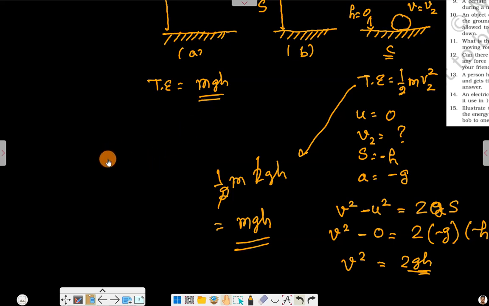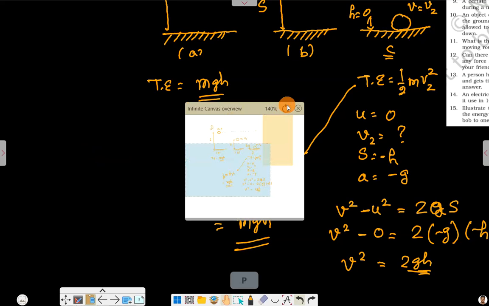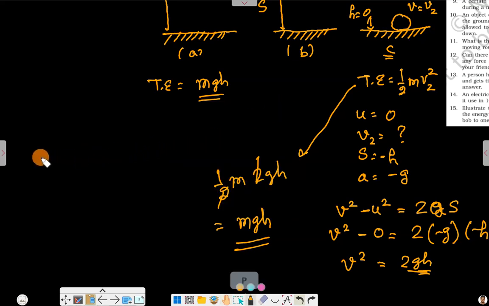Energy is just changing from potential energy to kinetic energy. There is only transformation happening from potential energy to kinetic energy. There is neither any loss of energy nor any gain of energy. So that's why the law of conservation of energy holds, and only transformation of energy is happening.